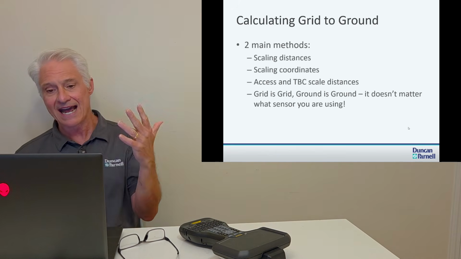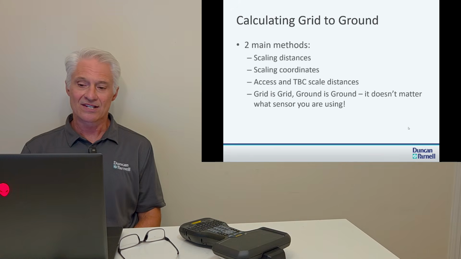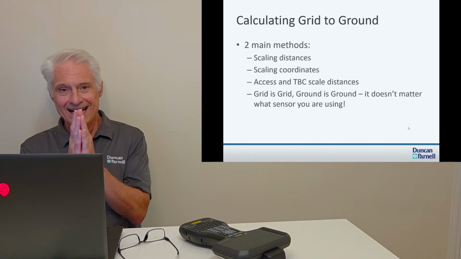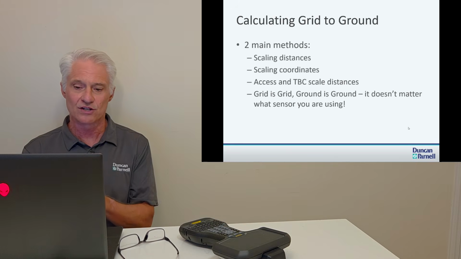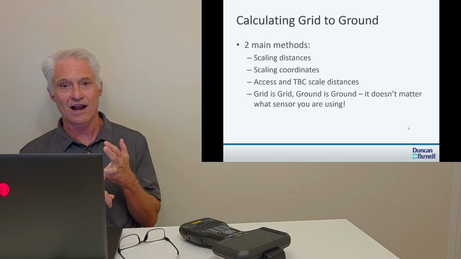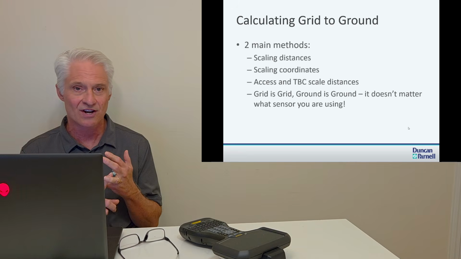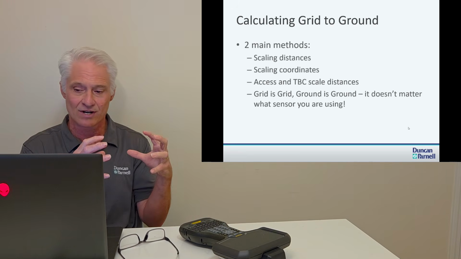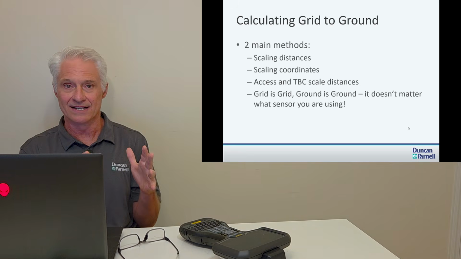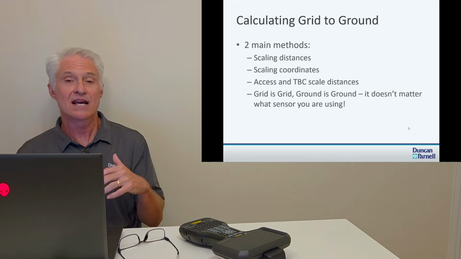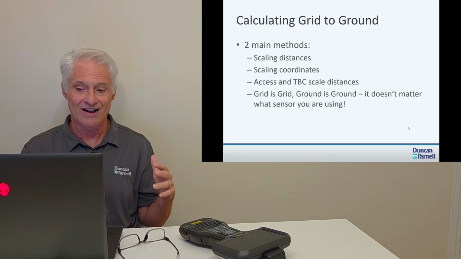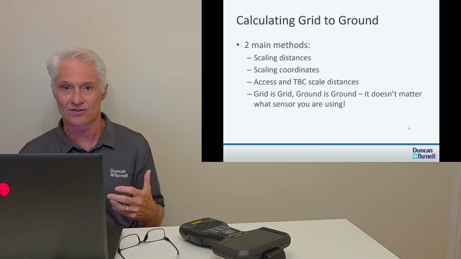All right, so again, Access and TBC scale distances. The key thing to understand, and I can't emphasize this enough, this is where most people get confused. Grid is grid and ground is ground, all right? When I set up my software, if I set the settings to grid, I'm getting grid distances. Everything's being scaled to grid. If I set it to ground, everything's being set to ground. It doesn't matter what sensor I'm using.